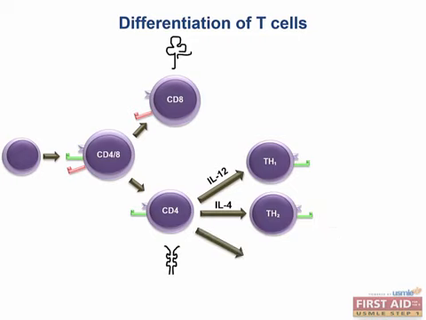The final type of CD4 cell is the T regulatory cell, after being subjected to TGF-beta. T regulatory cells control all types of T cells and immune cells in general. They're kind of like the orchestrators.